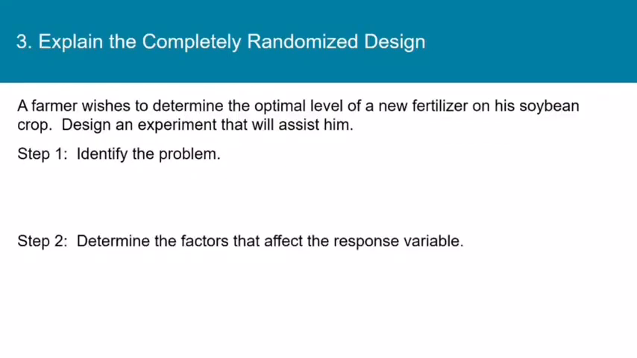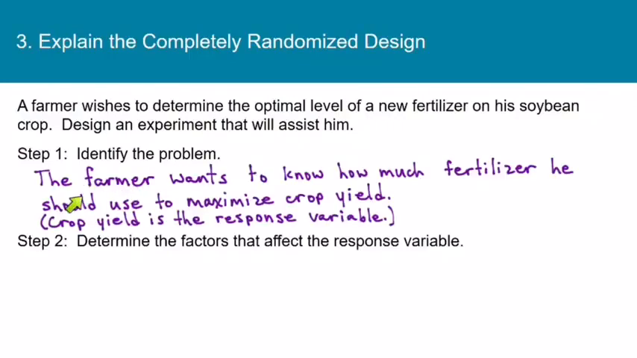So we have here a farmer wishes to determine the optimal level of a new fertilizer on his soybean crop. Design an experiment that will assist him. Okay, so we're just going to give a for instance of each step. Identify the problem. Well, he wants to know how much fertilizer is best to use on his soybeans. So that's the problem. The farmer wants to know how much fertilizer he should use to maximize crop yield, and crop yield is the response variable.